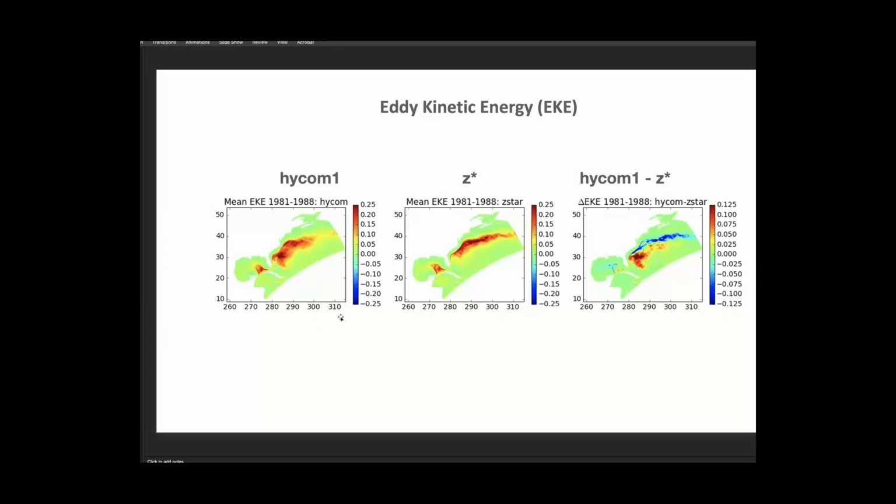Eddy kinetic energy is another measure that is helping us diagnose how the model is behaving. Again, this area just south of the separation of the Gulf Stream is showing up as an area of significant difference between the same implementation with different coordinate systems.